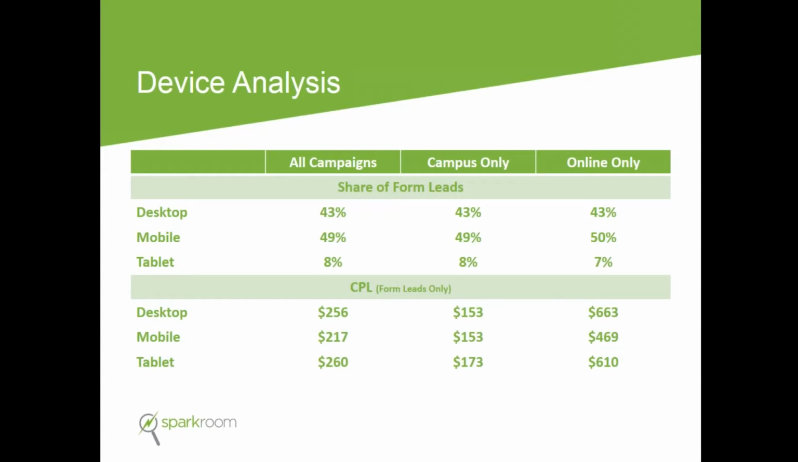In terms of CPL, looking at all campaigns, mobile devices have a lower CPL at $217 than desktop and tablet. For campus campaigns, the CPL is the same for desktop and tablet at $153, with a higher CPL on tablet. And for online campaigns, the CPL on mobile is significantly lower than the CPL on desktop computers or tablets.